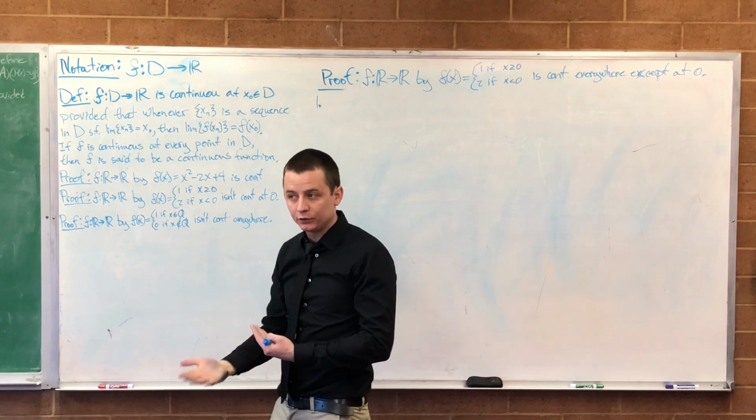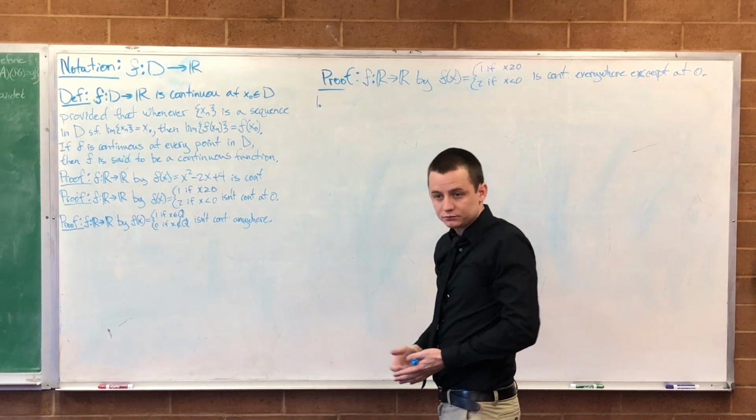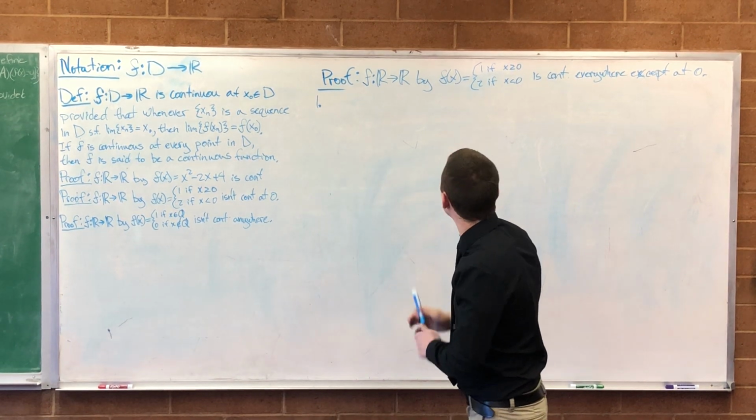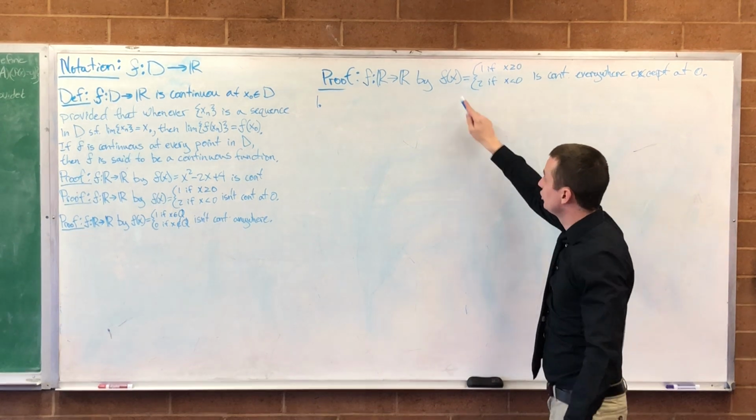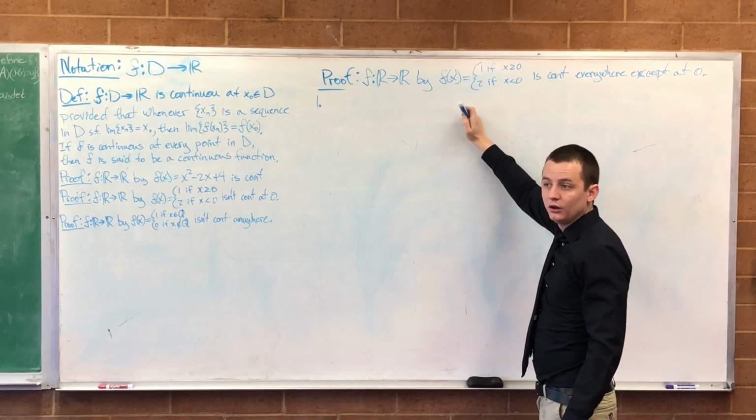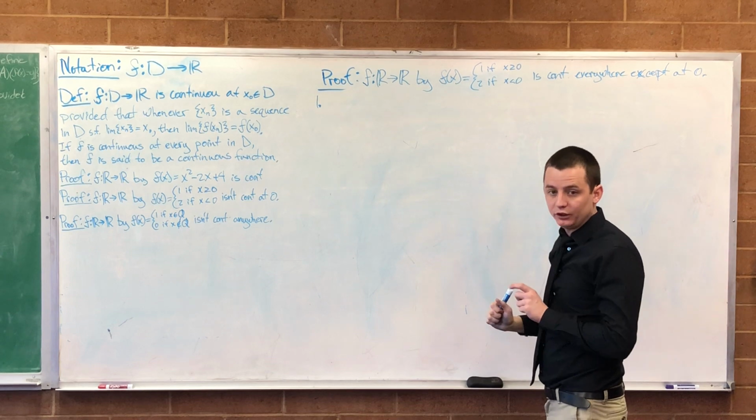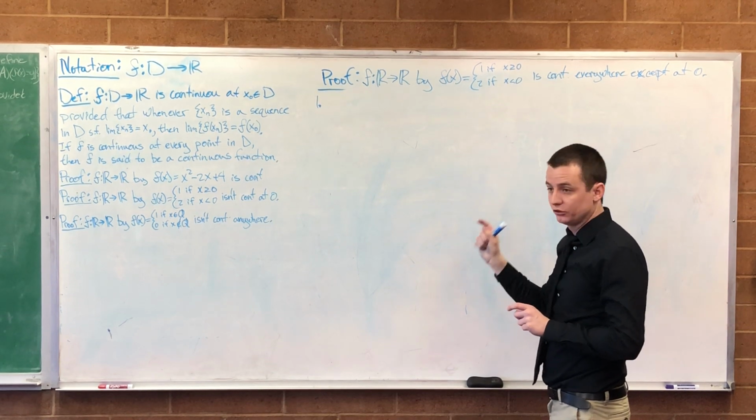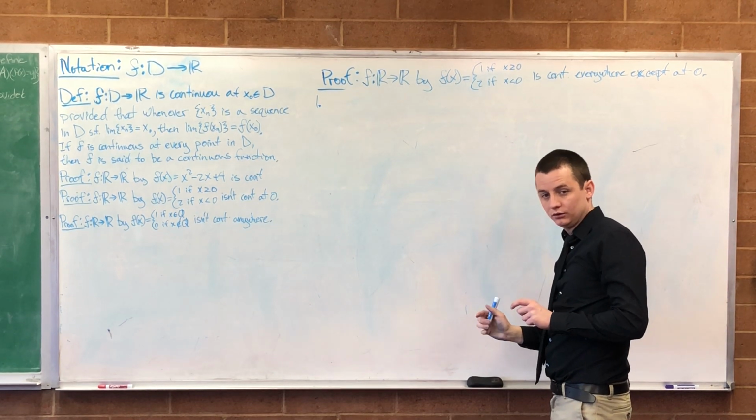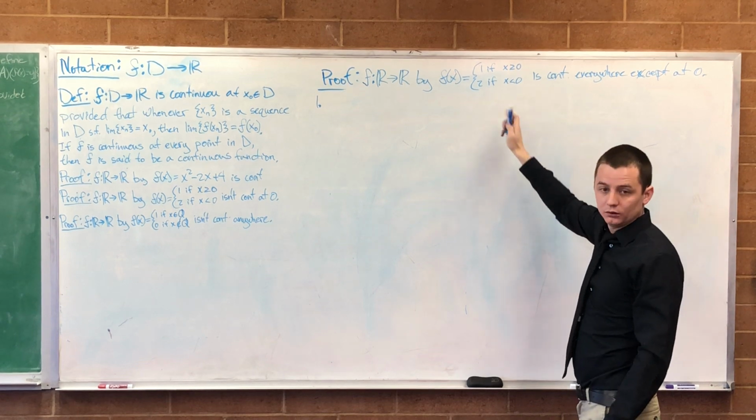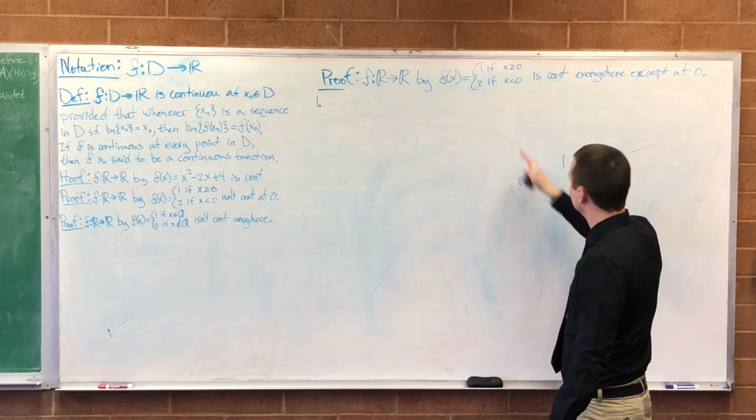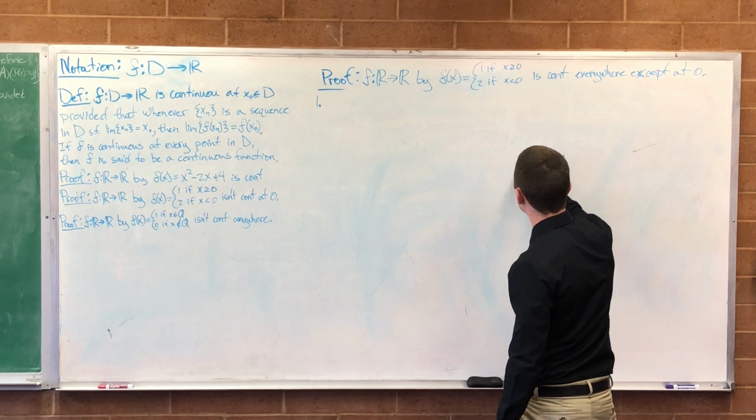So I'm looking for a counterexample at the point 0. So I need to find a sequence that converges to 0, but the image of the sequence does not converge to the image of 0. So what's the image of 0? 1. With our function, f of 0 is equal to 1, right?